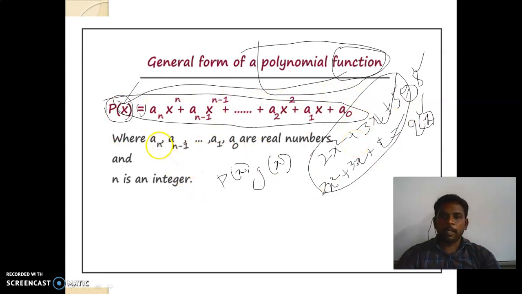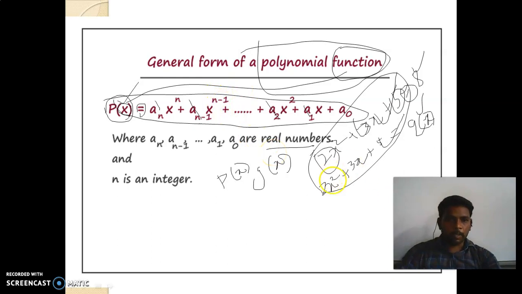Okay, so here a naught, a n minus 1, a2, a3, everything is a real number. Already you know what a real number is. It is a combination of rational and irrational numbers. So in our example, 2, 3, 5 or a1, a2, a3, they are real numbers. Also, one more thing, the powers should be whole numbers. If the power is not a whole number, it is not a polynomial.